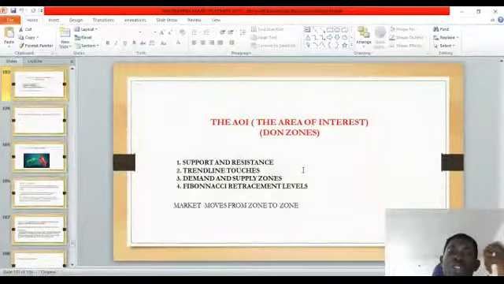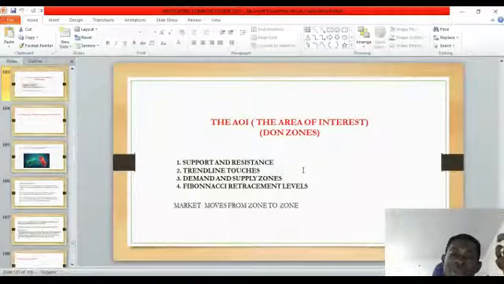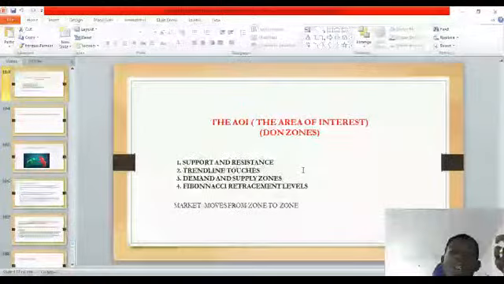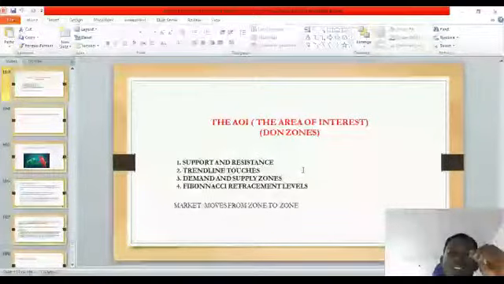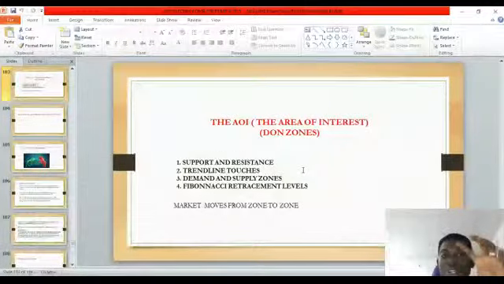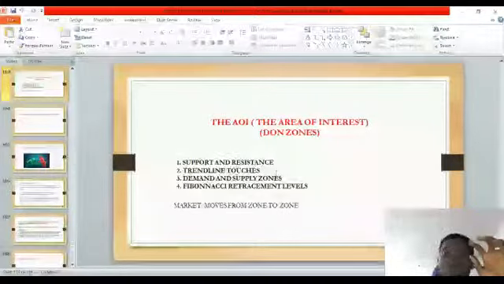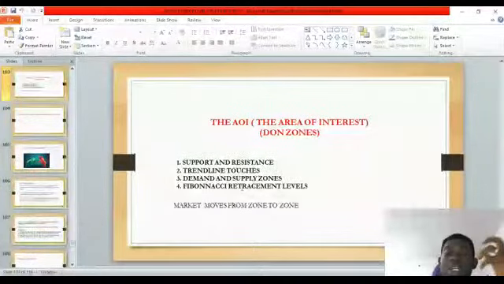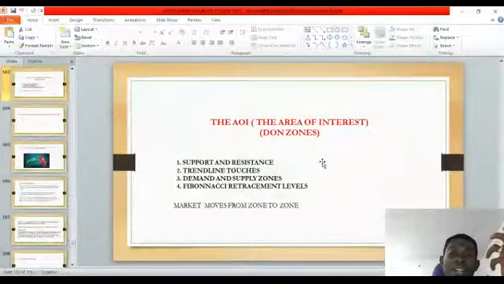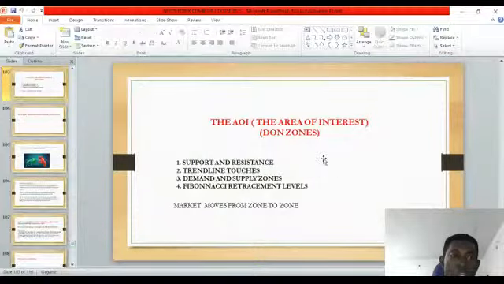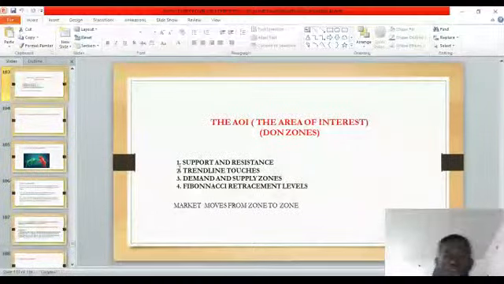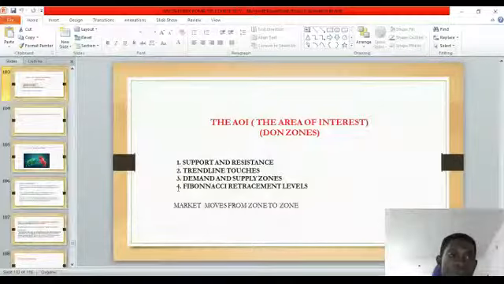So you don't just trade reversal candlesticks. You trade them on AOIs, your area of interest, your dawn zones. You trade them in those areas. Your dawn zones are your support and resistance, your trend lines, your demand and supply zones, your Fibonacci retracement level, and lots more. But for now, this will be our area of interest, our concentration, and that is what I want you to look at again tonight.